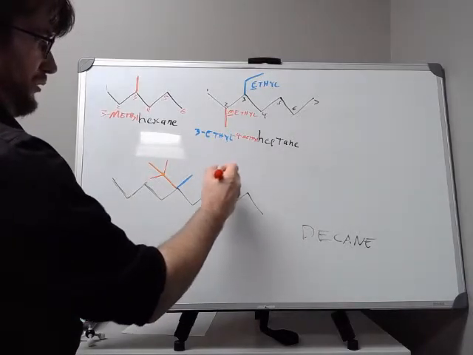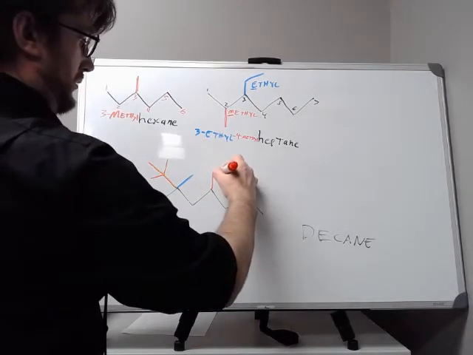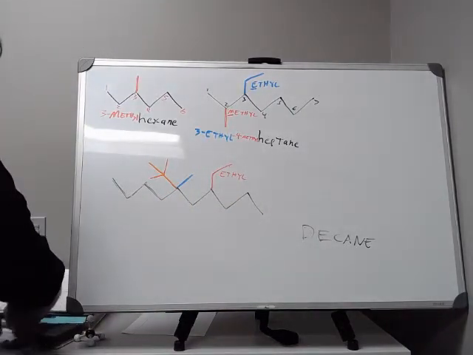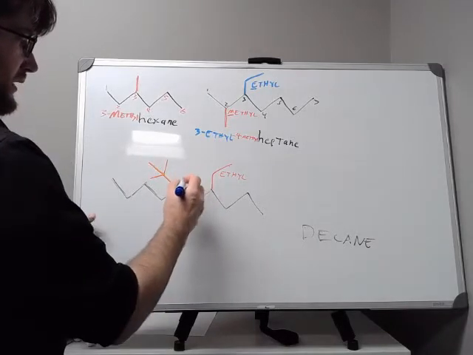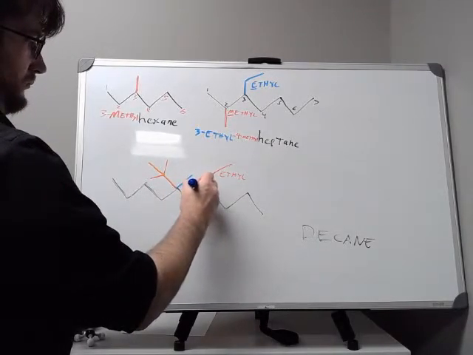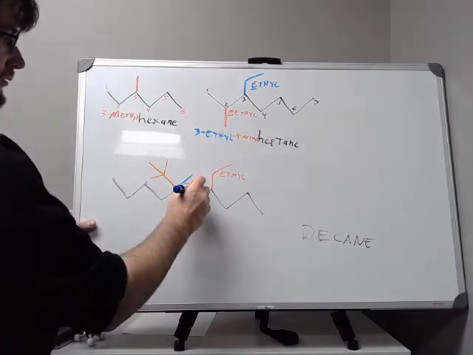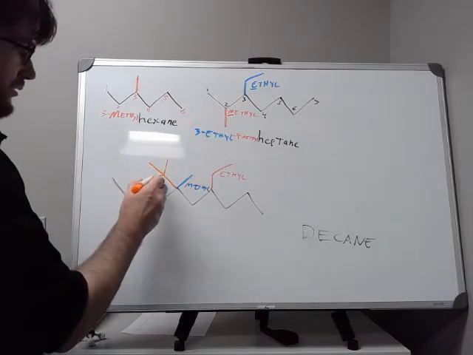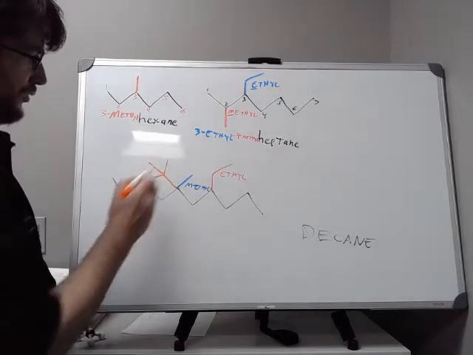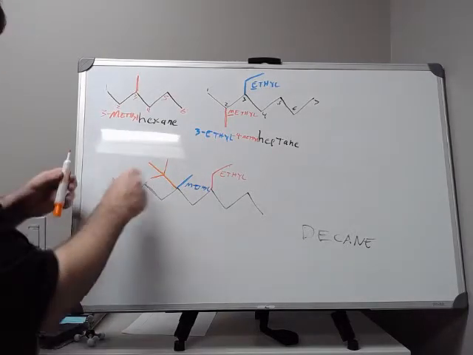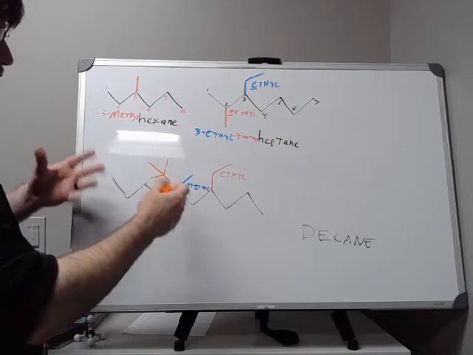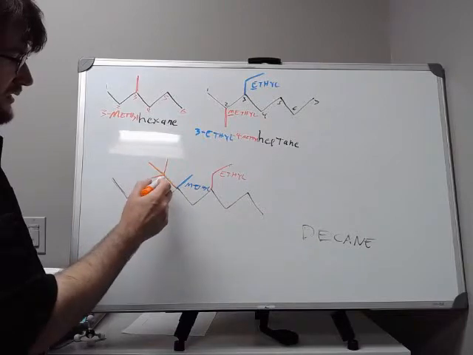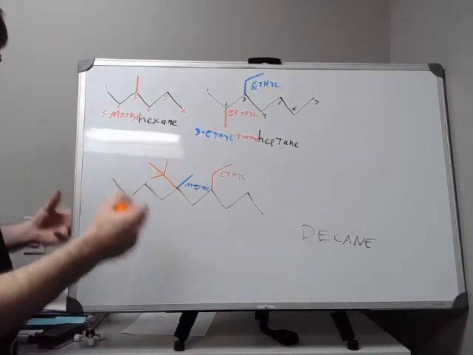We know that this group here with 2 carbon atoms is an ethyl. This blue branch with a single carbon atom is a methyl. But what about this orange branch? It contains 4 carbon atoms that are branched. So it's a branch with branches, and it contains 4 carbons, and so it's a butyl.